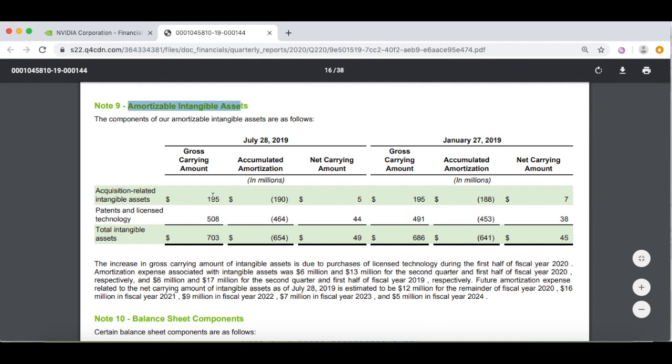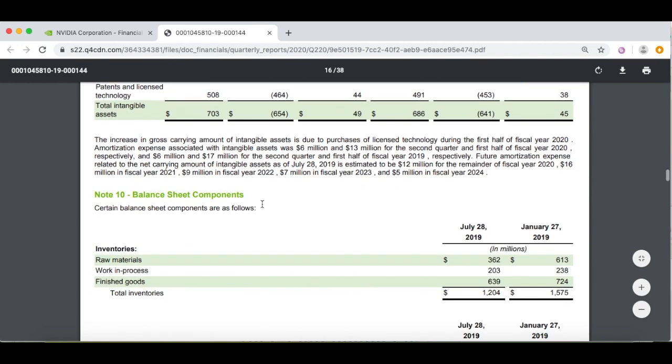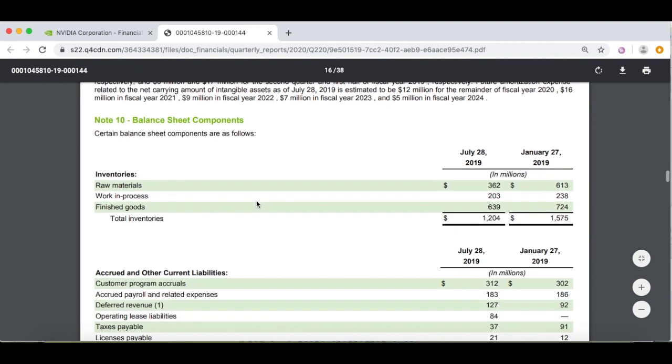Amortizable intangible assets. So it's showing you these patents and asset-related intangibles. When they acquire a company, some of it goes into an intangible asset, and it's showing you how this gets amortized and basically written down over the years, because patents get less valuable more often than not, and intangible assets also become less valuable. So it's showing you that amortization there.